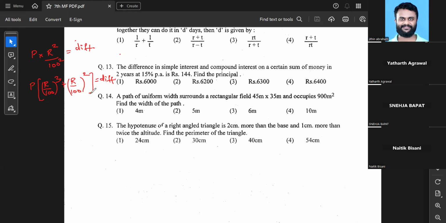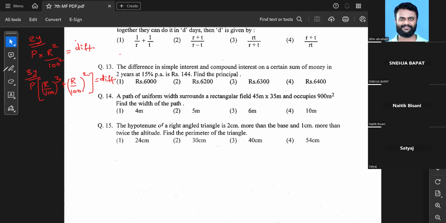For 2 years difference, this is the formula. For P into R square upon 100 square, then what is R upon 100 raised to 3? This is for 3 years. Normally, I don't think you will face a 3 years question. I'm just giving you the formula. I don't think you'll be able to use it.